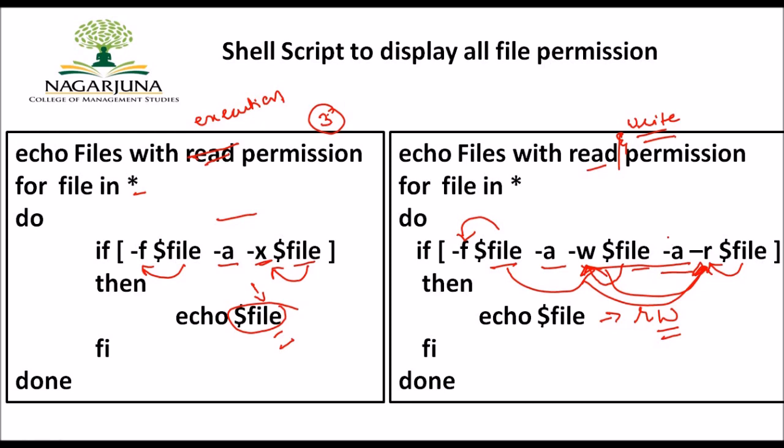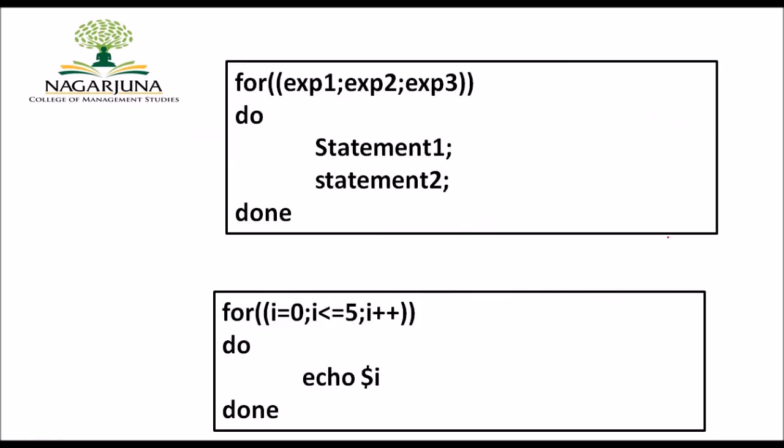A for loop can also be executed in a C program format. So this is another way your for loop can be used. This syntax looks very similar to your C program, only you have multiple parentheses enclosed. So you have expression 1 representing an initialization, expression 2 representing the final condition, and expression 3 representing either an increment operation or a decrement operation.